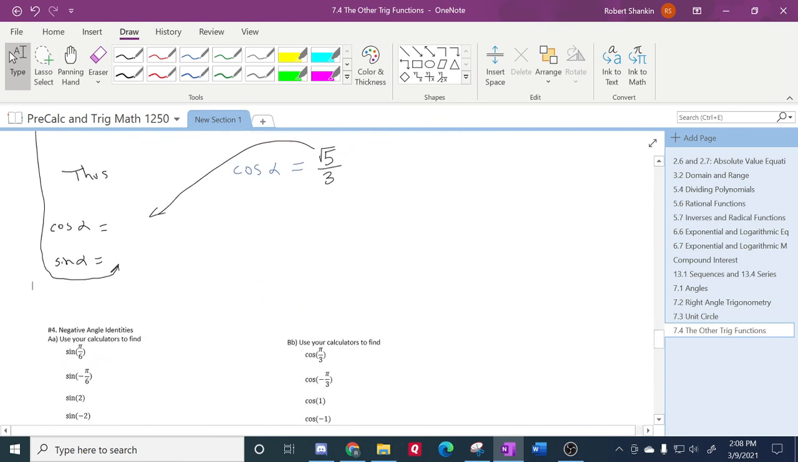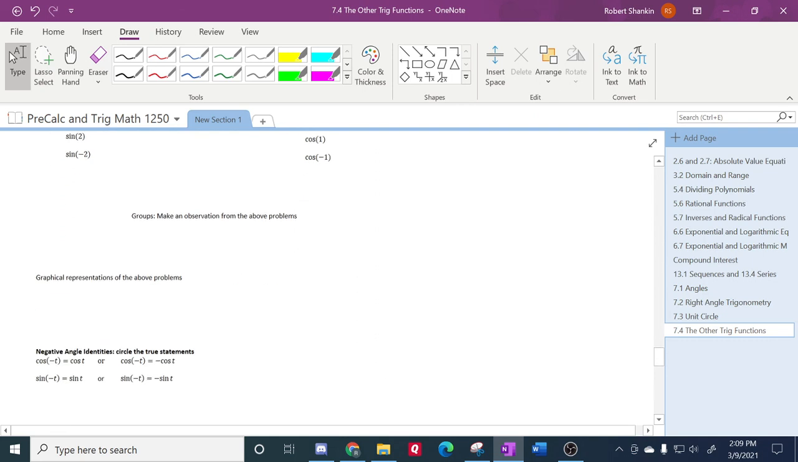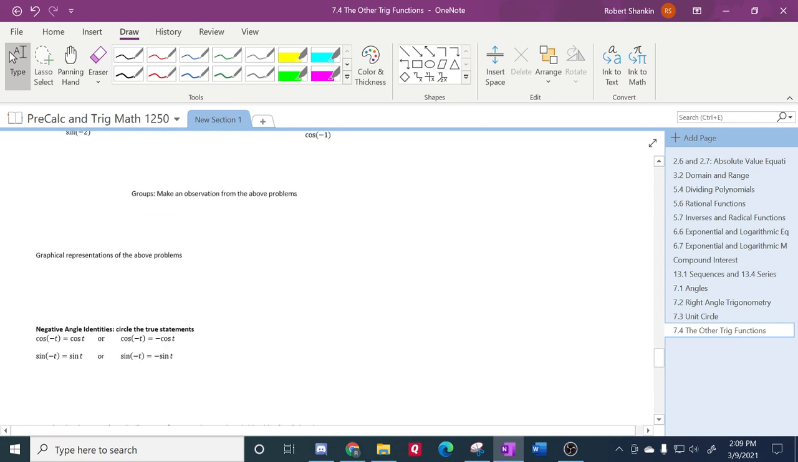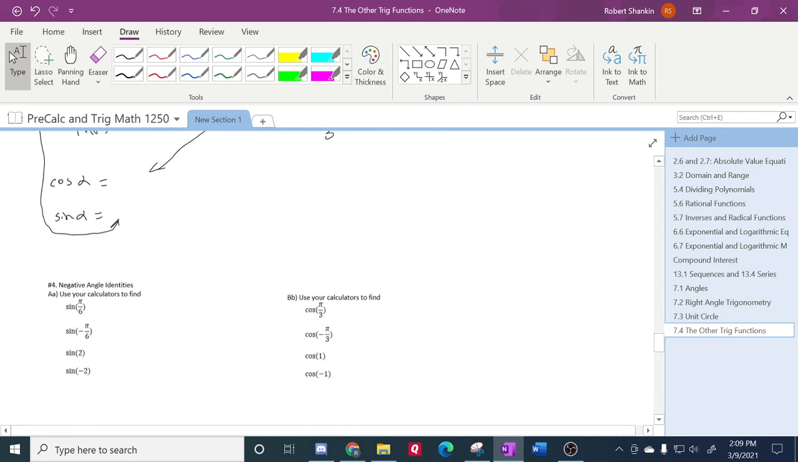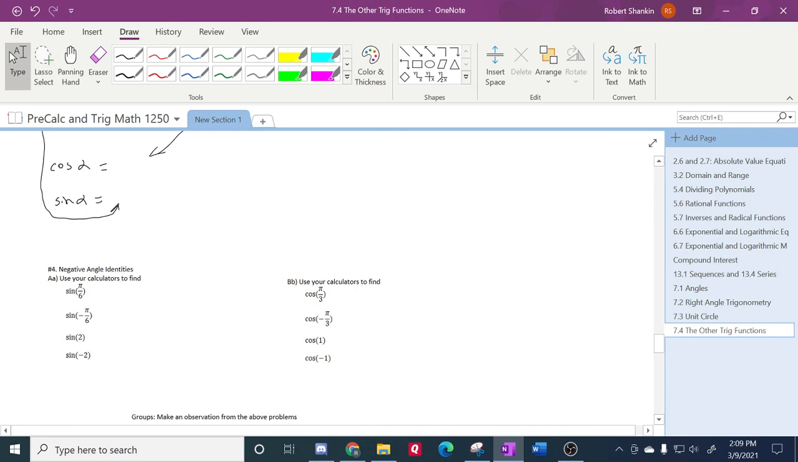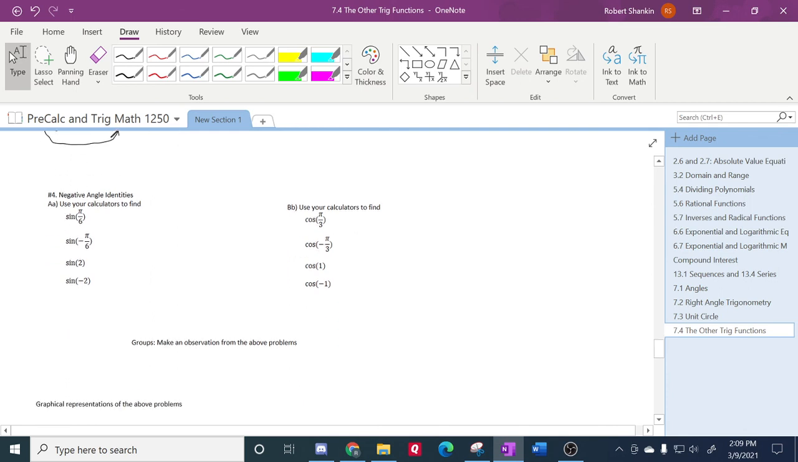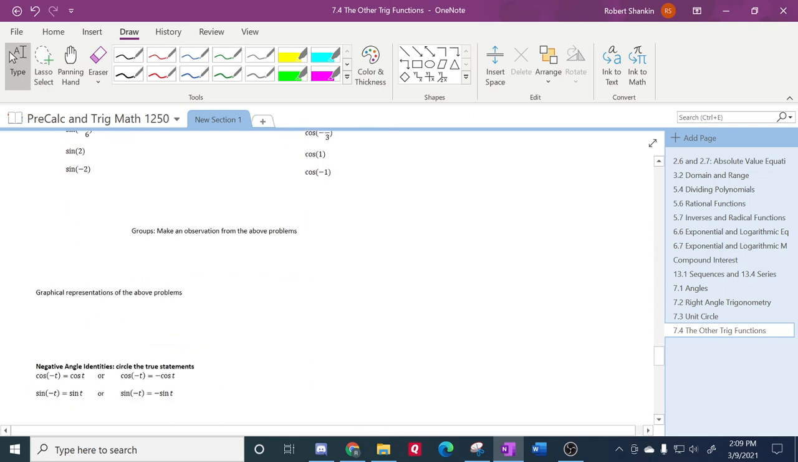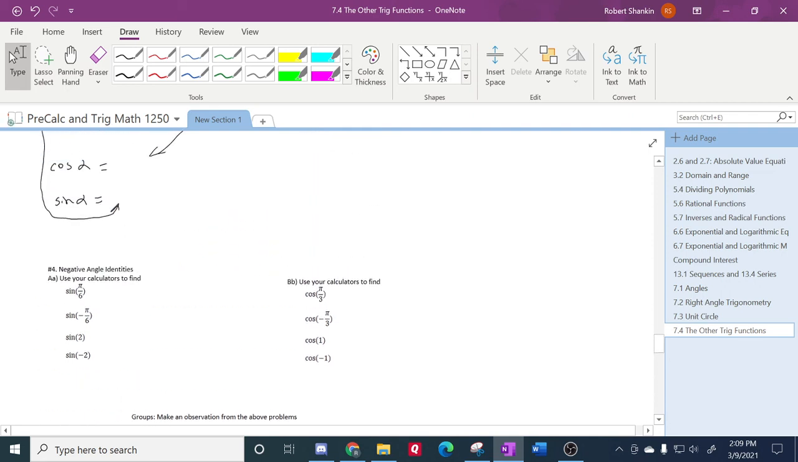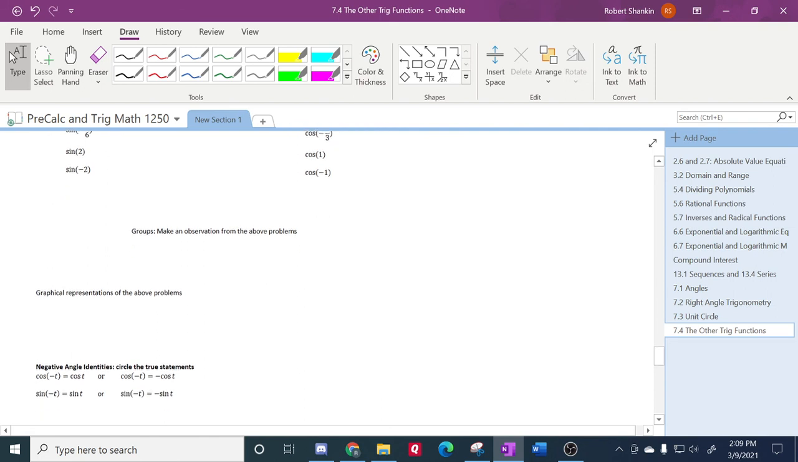Alright. Let's go through negative angle identities, a couple things, and then I think I'll probably have to put the review into the practice quiz next time, because we've got a couple more things to get through very quickly. Negative angle identities. And alright, because of time considerations here, let me go through a really quick idea.